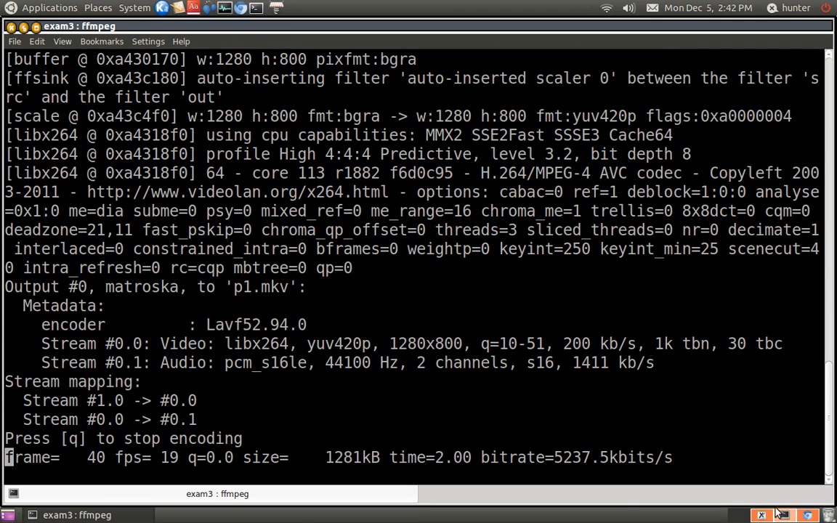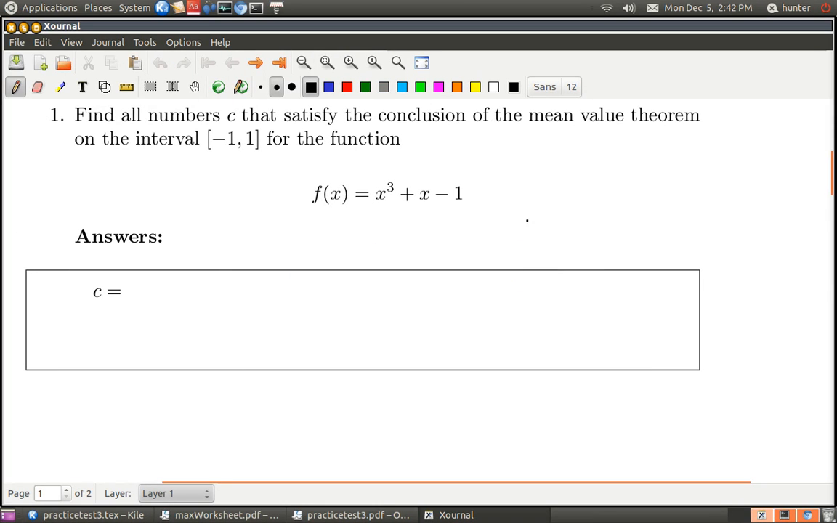Okay, we're going to do the first problem on the practice version of exam 3. Alright, so this is the first question. It's a question about the mean value theorem. Okay, so what does the mean value theorem say?